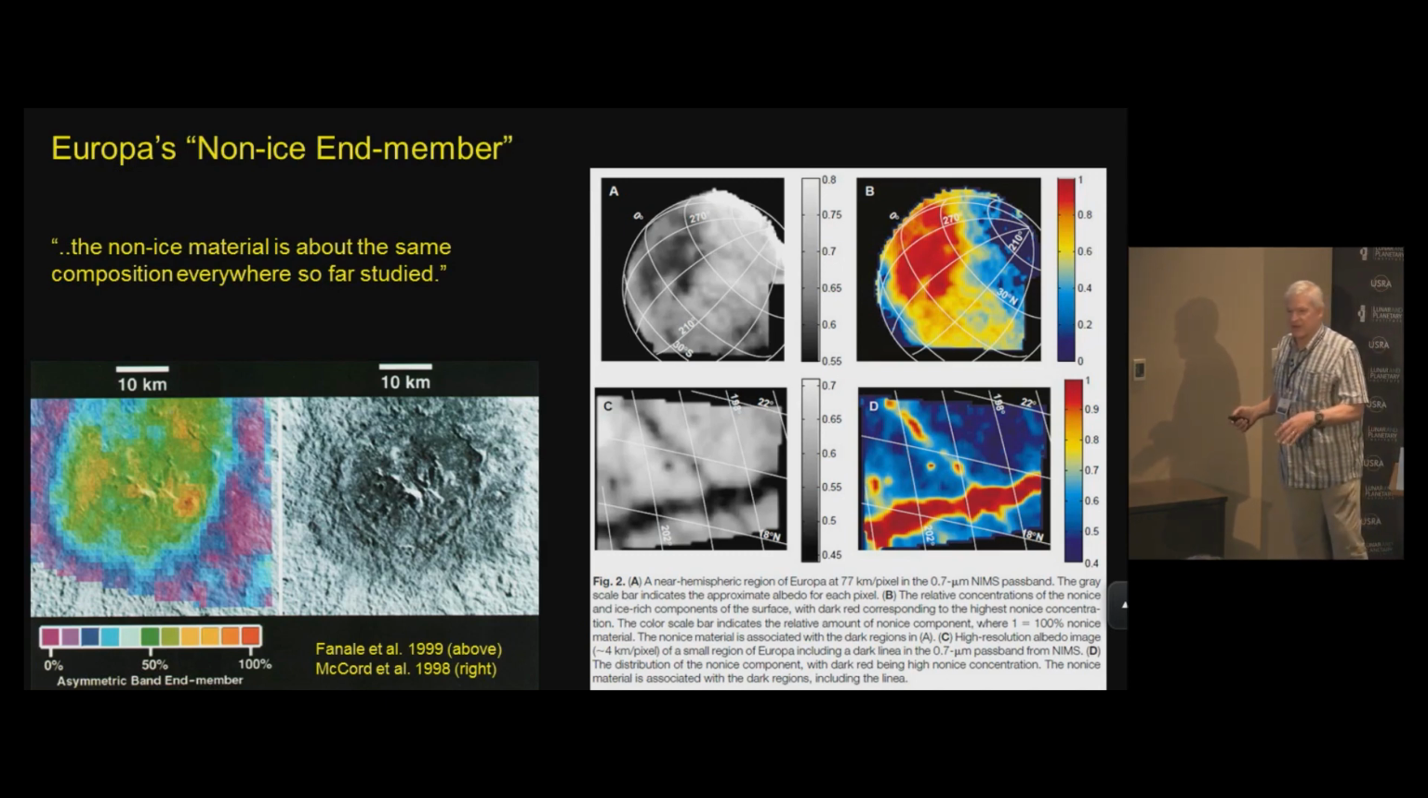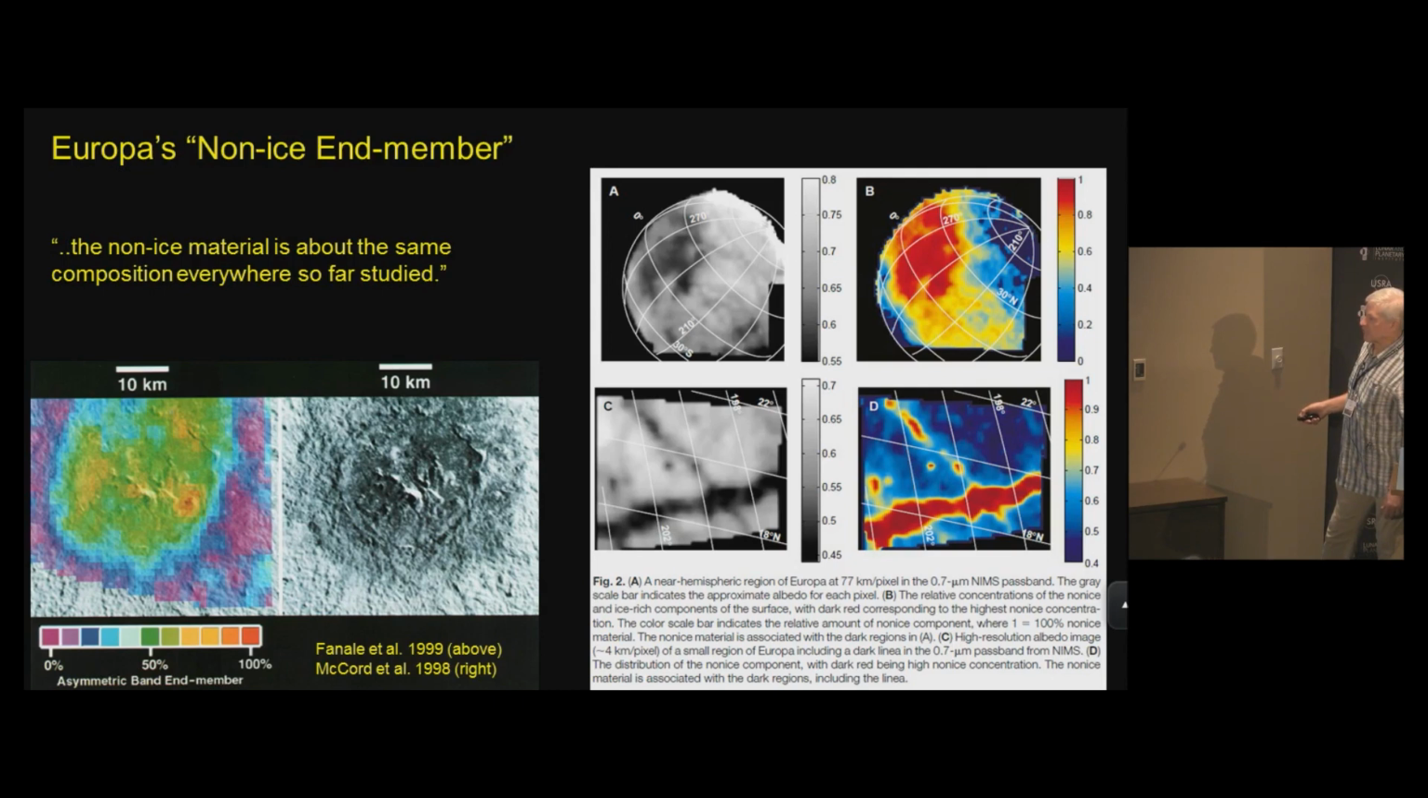So basically in the late 90s, when we first started getting the NIMS data, they were saying, okay, well, we've got icy places and we've got non-icy places. We don't really know what the non-icy stuff is, so we're going to call it the dark end member or the non-ice end member. And so this is the Pwyll crater in imaging and NIMS with the non-ice extreme here at the red color. And pretty similar thing, this is from Tom McCord's 1998 Science paper, calling them non-ice and ice-rich components of the surface, okay?